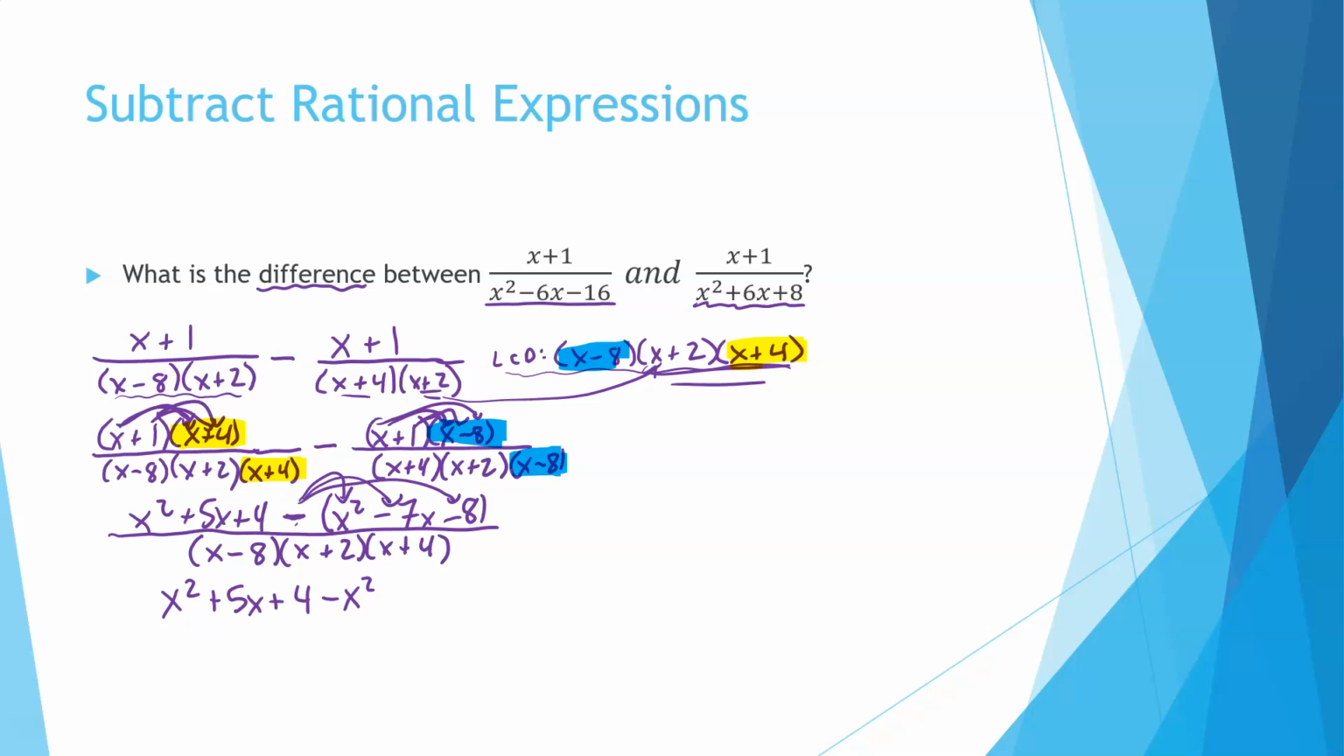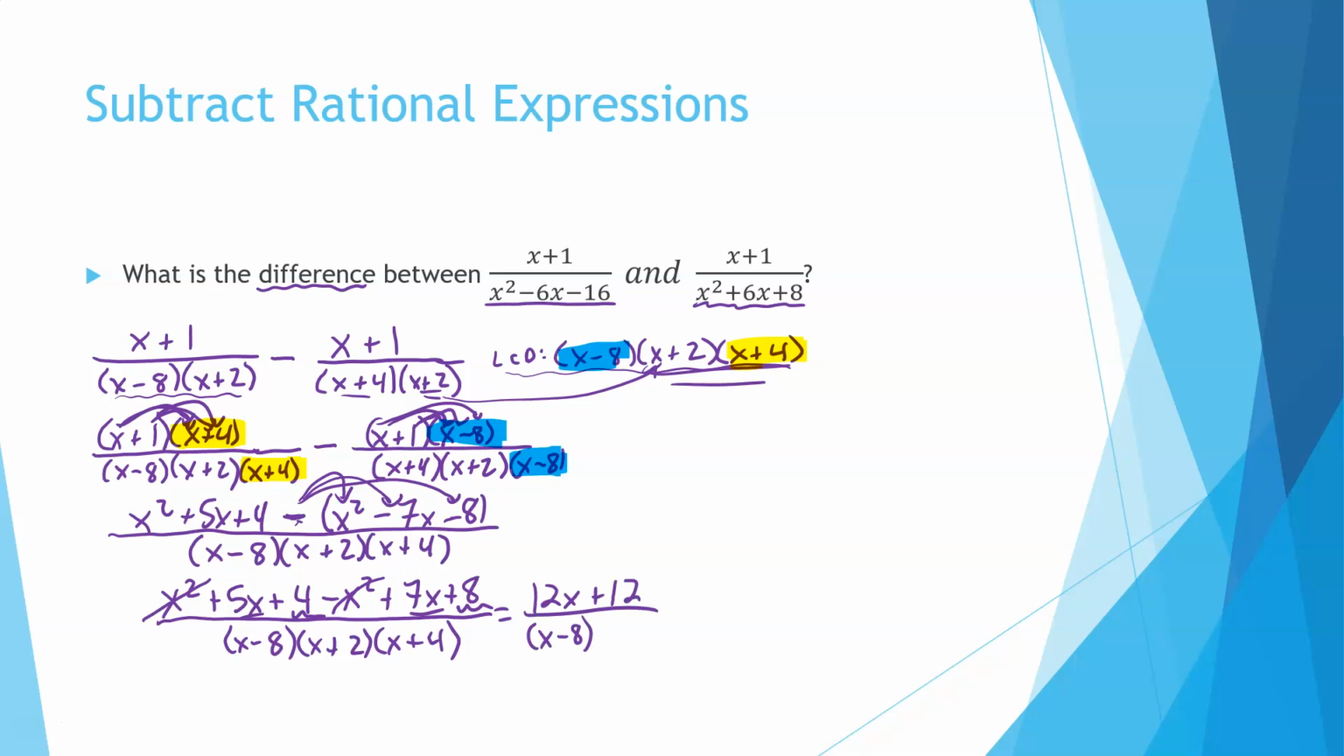So minus x squared, a negative times a negative is plus 7x. Negative times a negative is plus 8. So before I combine like terms, I like to do the distribution so I can see it better. Now I go to combine like terms. I have a positive x squared and a negative x squared. Those cancel out. I have 5x and 7x gives me 12x. And a 4 and an 8 gives me plus 12.